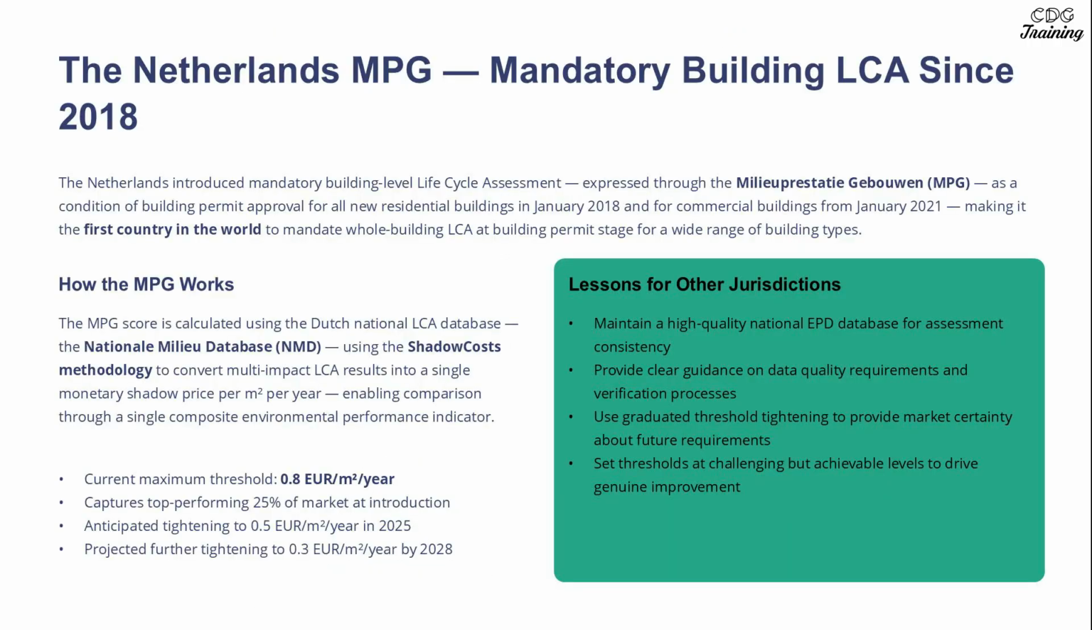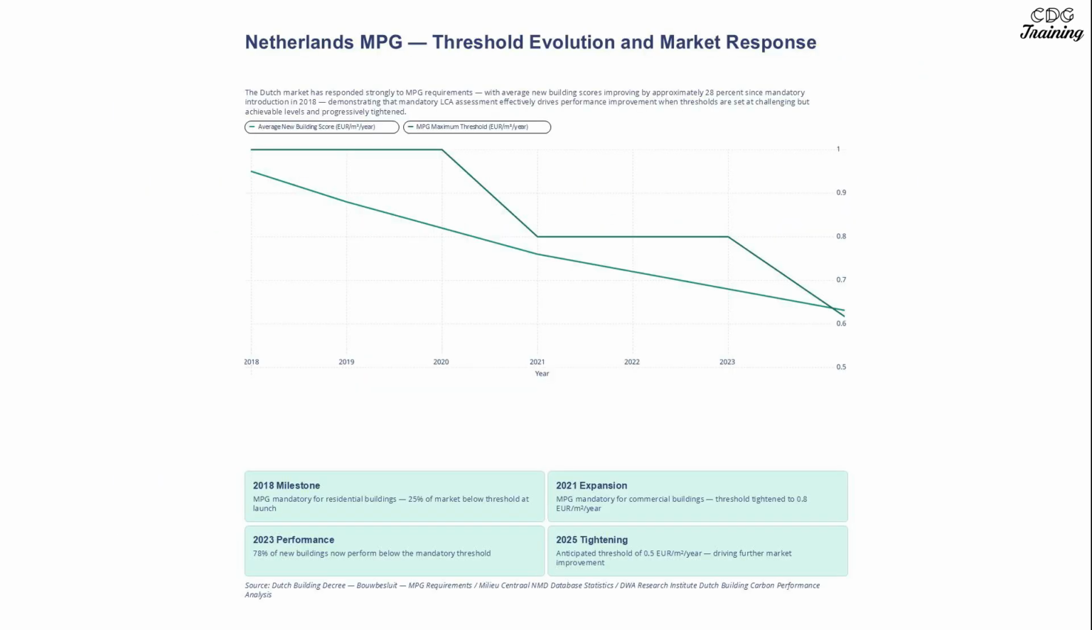The Netherlands has been a pioneer in mandatory building lifecycle assessments, setting a precedent for other countries. The MPG works by calculating scores using the Dutch National LCA database, ensuring a comprehensive environmental performance comparison. The Dutch market has responded dynamically to MPG requirements, with a steady decrease in building scores and increased market participation. This evolution highlights the effectiveness of mandatory LCA in driving sustainable construction practices.